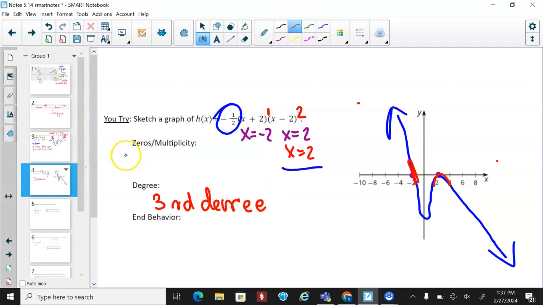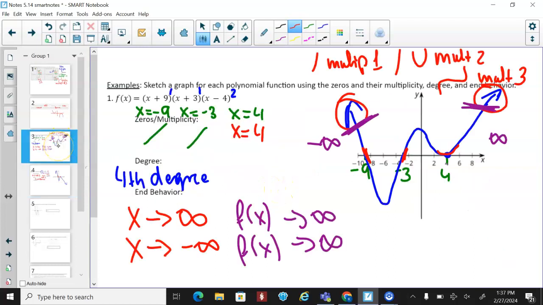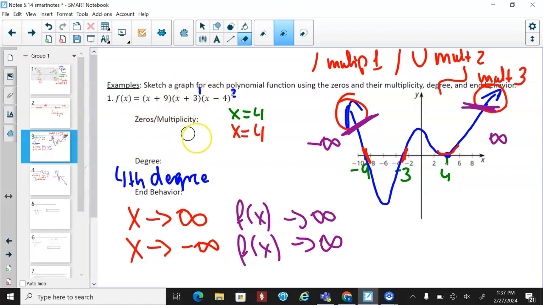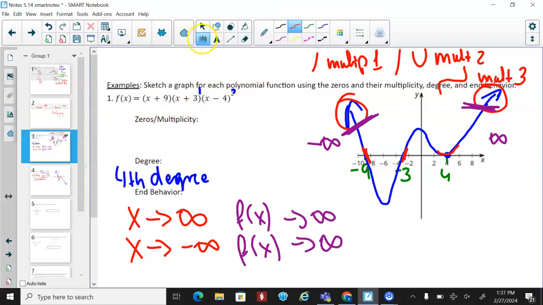Now here again, my zeros were x equals 2, and their multiplicity was 2. And x equals -2, and the multiplicity was 1. If you want to go back here, if you want to write it out, because I missed that right here. Again, my zeros means my x-intercepts. You had x equals -9, and the multiplicity was 1.